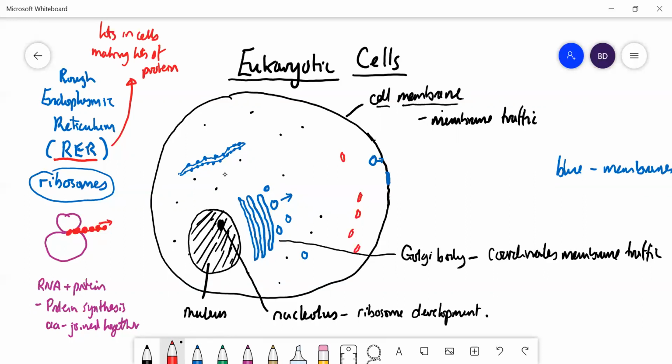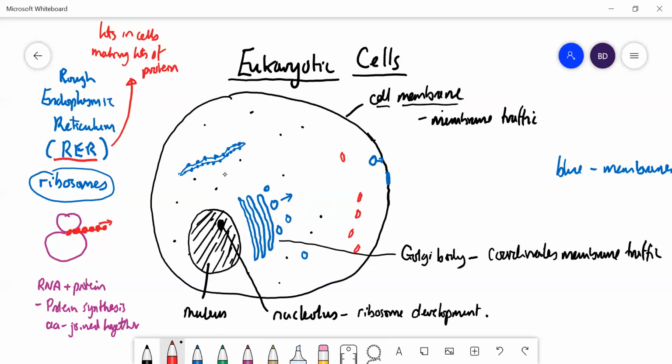Also, if you think of a cell which secretes a lot of protein, it might be a pancreatic cell, which is making a lot of amylase enzyme or lipase enzyme. They'd have a very well-developed rough endoplasmic reticulum. Whereas if you looked at a cell like a fat cell in adipose tissue, they don't really do anything except sit there and store fat. There's only a little bit of background housekeeping protein synthesis going on there, so they wouldn't have lots of rough endoplasmic reticulum.